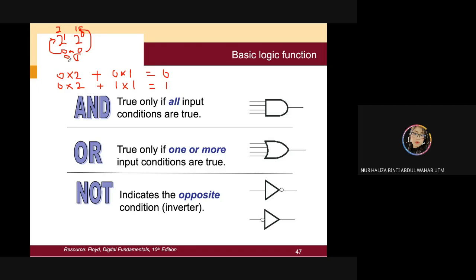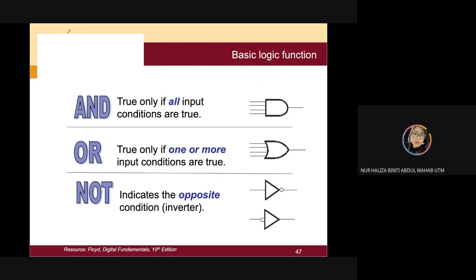If there is another condition, you have 1, 0. You have 1 times 2 to the power of 1 is 2, plus 0 times 2 to the power of 0 is 1, equal to, this one is 0, this one is 2. You get 2. And the same goes for the last one, 1, 1: 1 times 2, plus 1 times 1. Total up in decimal, you will get 3.